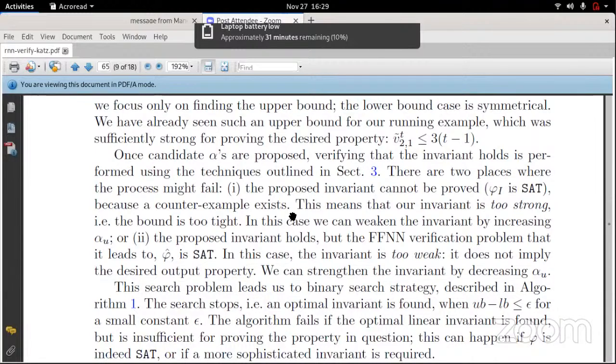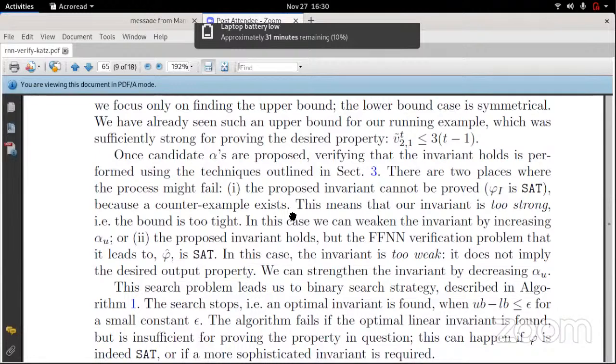Okay. The other thing is that the invariant will hold, but this is not useful, in which case the invariant is very weak, and therefore you need to tighten the range. Okay. And this is done by decreasing the upper bound. So in one case you are increasing the upper bound, in one case you are decreasing the upper bound, and symmetrically for the lower bounds. Okay. This is all that they do.